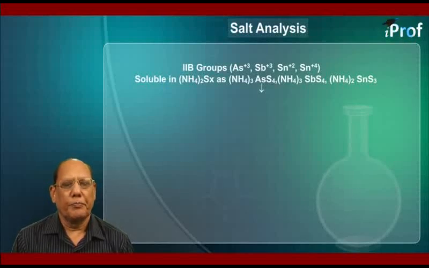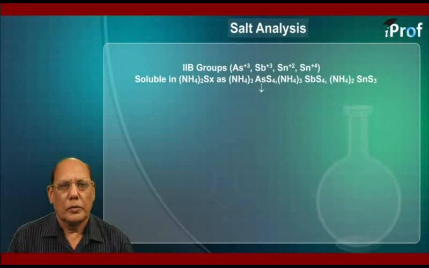Second, B group consists of As3+, Sb3+, Sn2+, soluble in yellow ammonium sulfide, that is (NH4)2Sx, as (NH4)3AsS4, (NH4)3SbS4, or (NH4)2SnS3. Remember, Sn2+ is oxidized to Sn4+.